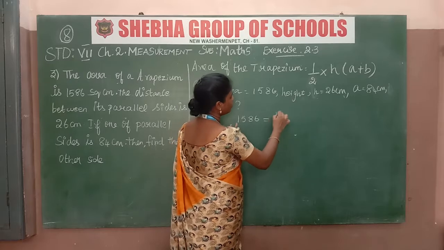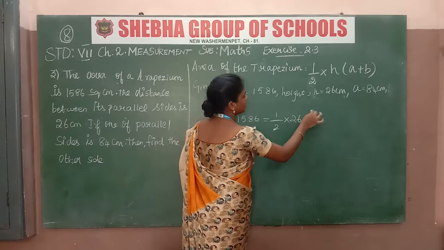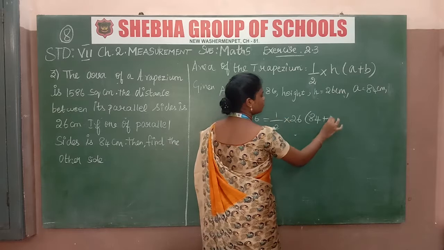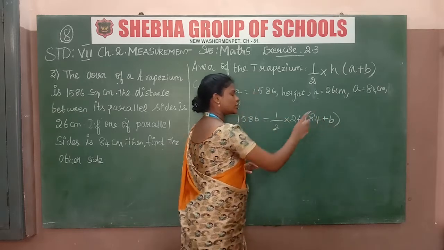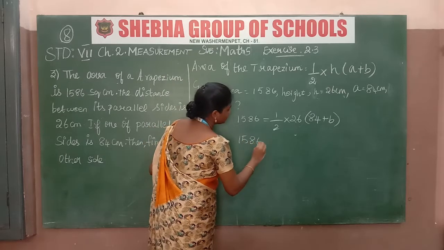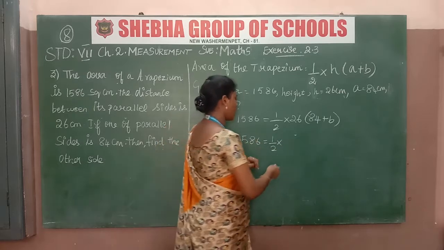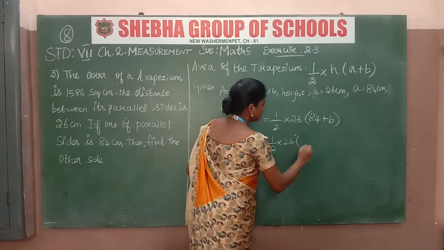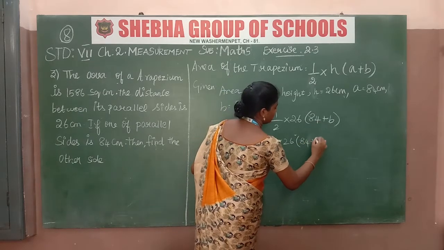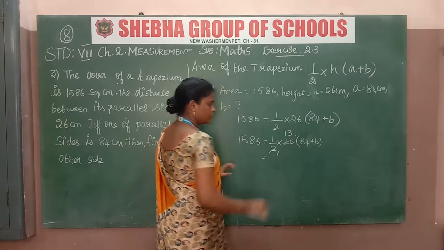1586 is equal to 1 by 2 into H. H is 26 centimeter, open bracket, A value is 84, 84 plus, we have to find the B value, we don't know this value. So we have to write only B. Then 1586 is equal to 1 by 2 into 26. So we have to cancel it. 26, 84 plus B. 2 ones are 2, 13 twos are 26.